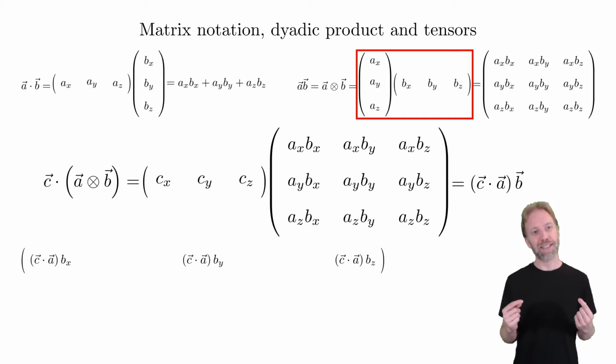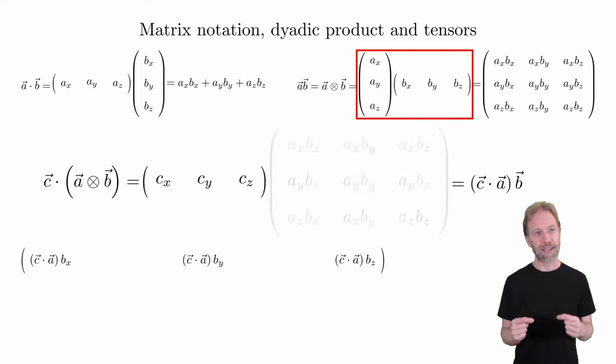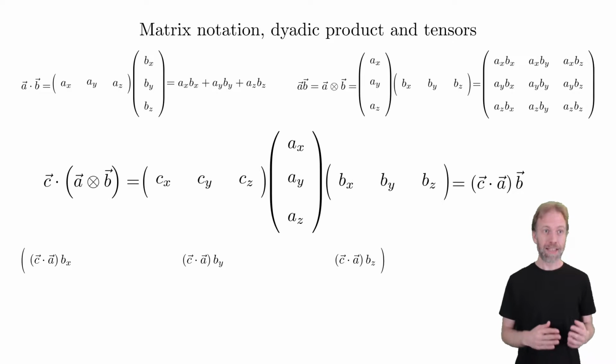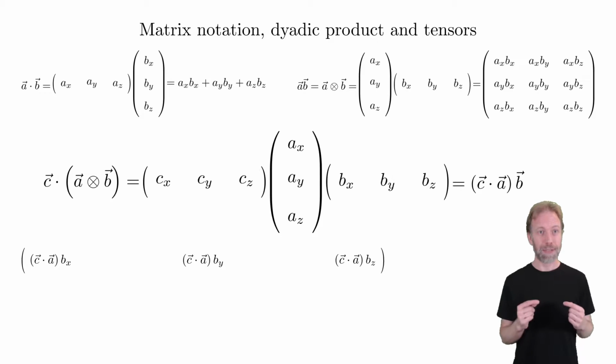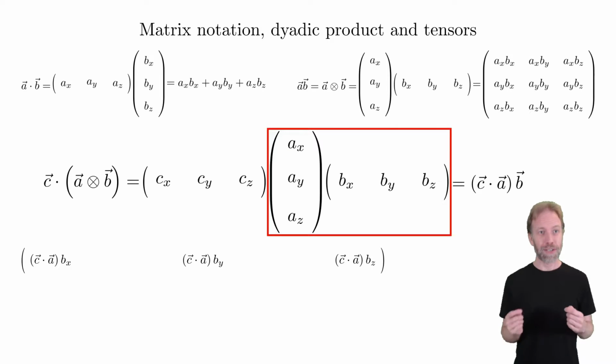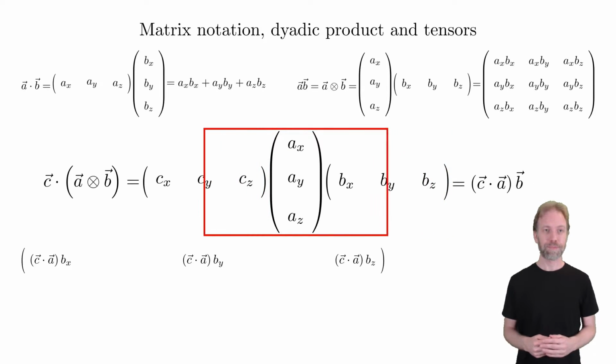Another way we could have realized this is by inserting the matrix multiplication expression for the dyadic product. As the matrix multiplication is associative, which means that we can perform the multiplication in any order and still get the same result. It does not matter if you do the right or the left multiplication first.